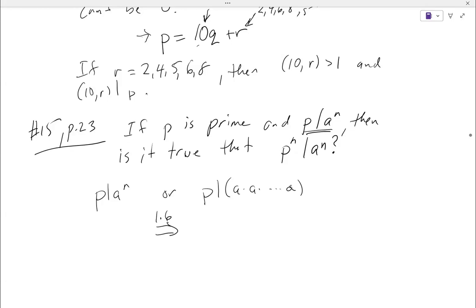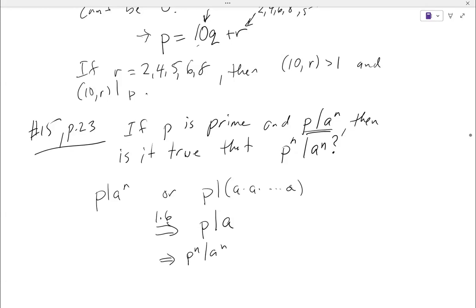Are the factors different here? No. So what does P have to divide? A, right? So the corollary tells us that P divides A. Well, if P divides A, just raise both sides, if you will, to the nth power. So this would imply that P to the n does divide A to the n. That makes sense?